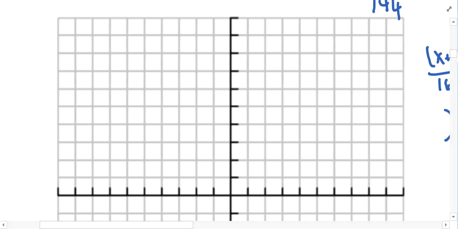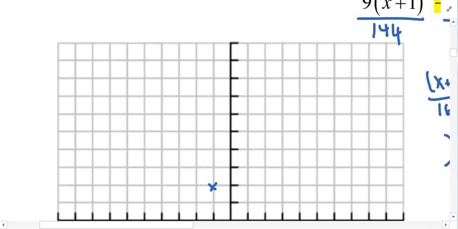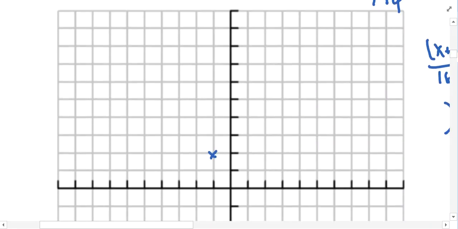-1, +2. Well, -1, +2 is right here. Then I'm going to head 4. 1, 2, 3, 4. 1, 2, 3, 4. That's because the square root of 16 is 4. And up and down 2 because the square root of 4 is 2. That makes my lovely rectangle.